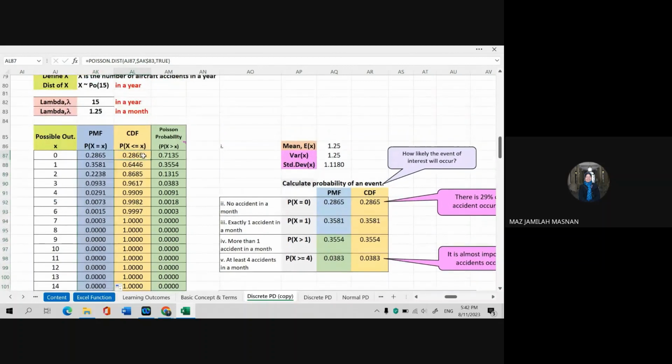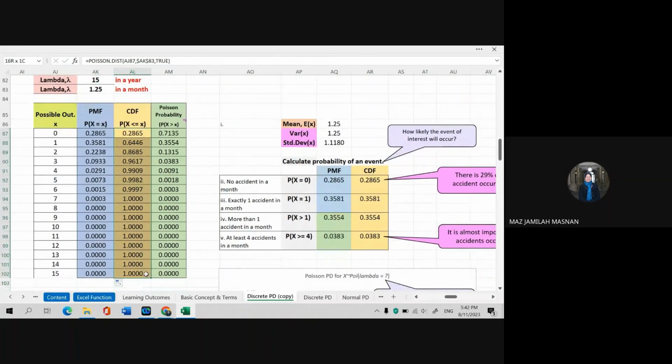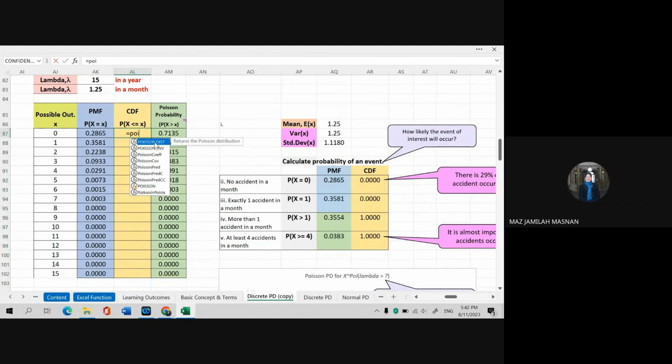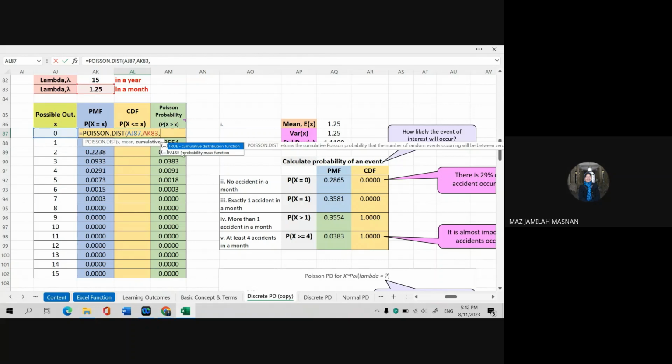Now for the CDF, again as you did for the PMF, equal to Poisson, and then the location of your X beginning with 0, the lambda value in a month, comma, and then you are looking for the cumulative distribution, so double click true. And lock your location of lambda.